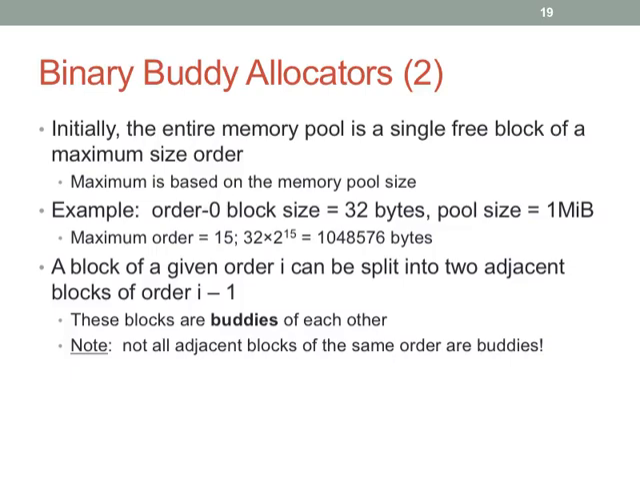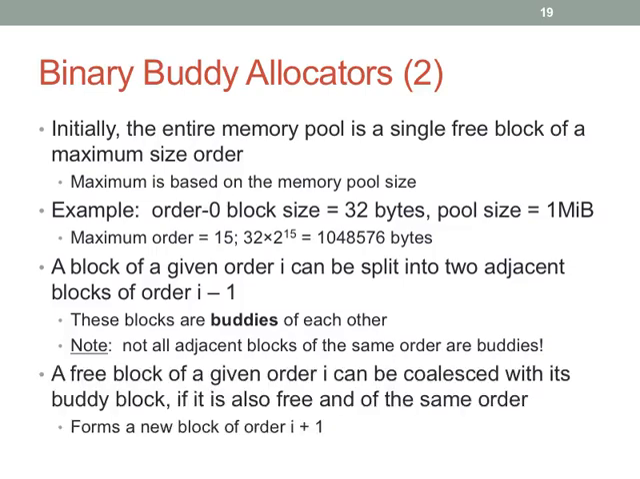Even though you may have 2 blocks that are adjacent, unless they came from the same parent block, they're not buddies. And basically all breaking apart and coalescing works with your buddy block. So a free block of a given order can be coalesced with its buddy if the buddy is also free and the same size order. And then you get a new block that's size order I plus 1.